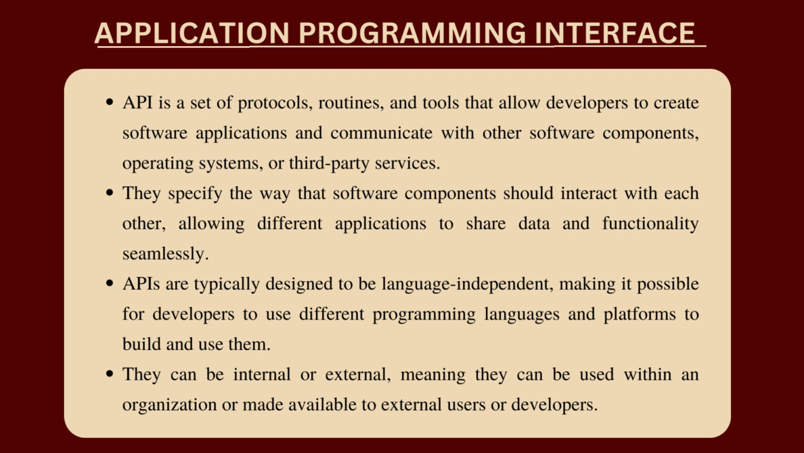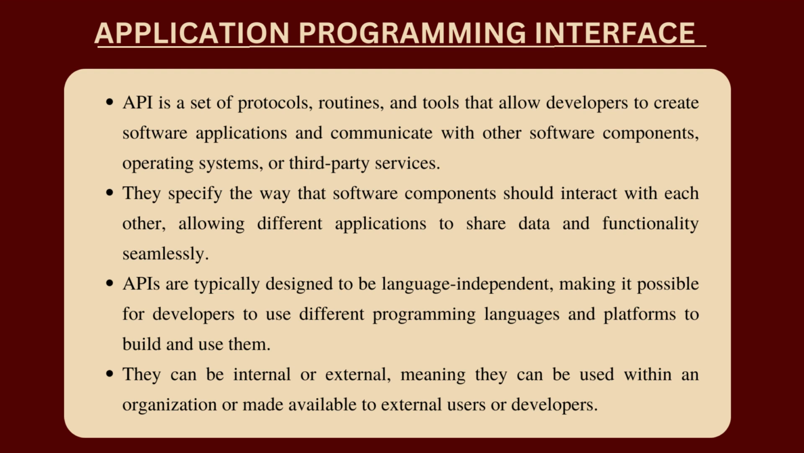An API specifies how software components should interact with each other, allowing different applications and systems to communicate with each other. In simple terms, an API is a way for different software systems to talk to each other. It enables developers to create applications that can access data or functionality from other systems without even having to know the underlying details of how those systems work.